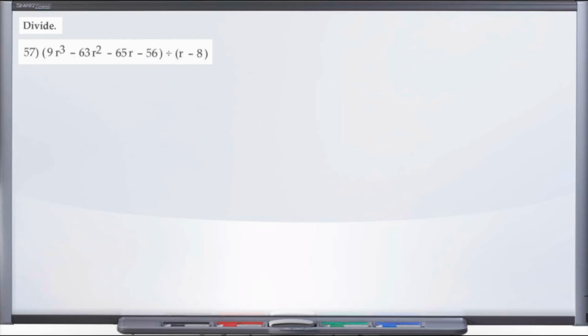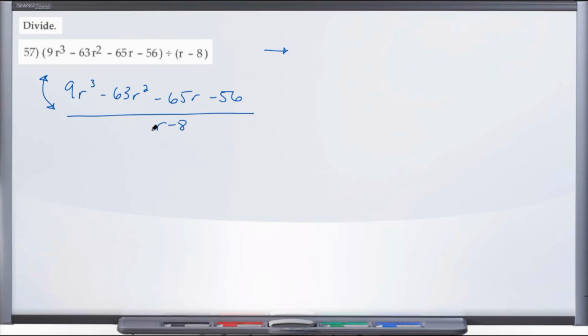All right, and let's take a look here at 57, because 57, like I said, sets up nicely because we go to a higher power than just 2. And this, even though it's written on one line, is no different than 9r to the third minus 63r squared minus 65r minus 56 over r minus 8. These two things say the same thing. All right, so let's take this information and set up our synthetic division.